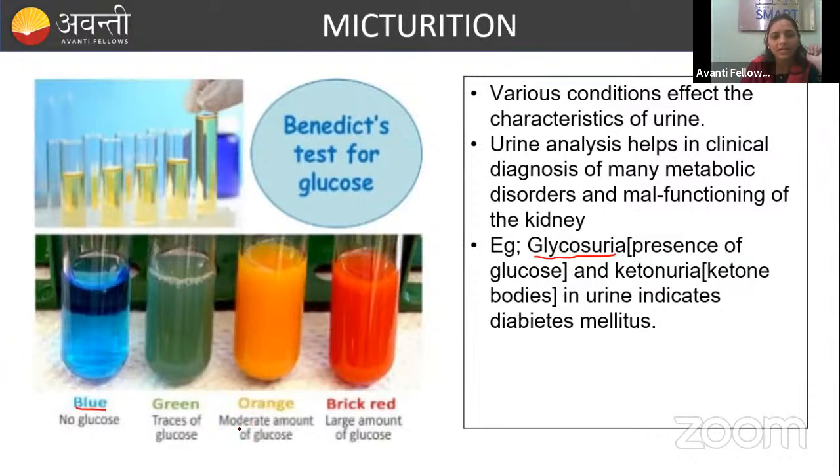If only a trace amount of glucose is there, it will lead to a green color. If a moderate amount of glucose is there, it will give rise to an orange color. And the more glucose in the sample, the more it will give rise to a brick red color. A brick red color tells that more glucose is present in the sample.